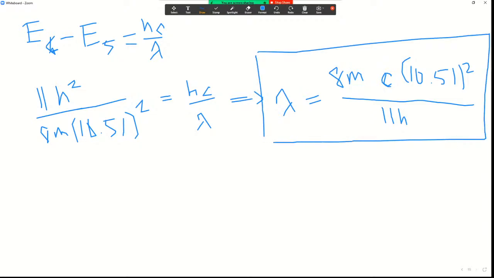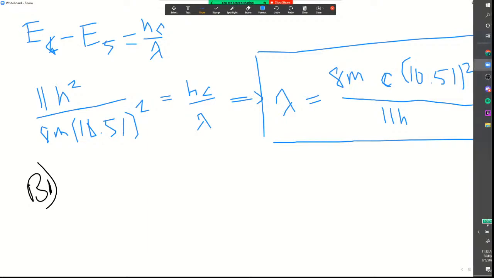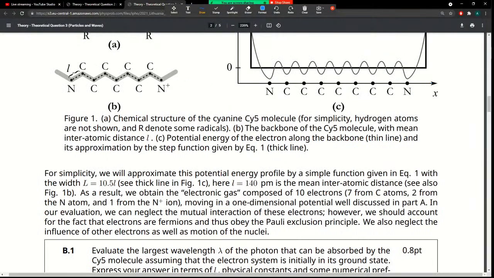Yes. So chat, is this the correct answer of part B1? I think we should also write the number B1. But they have told us to calculate the numerical values. So what should we take as M? Oh, we have to calculate numerical. Okay, mass of electron, I think.